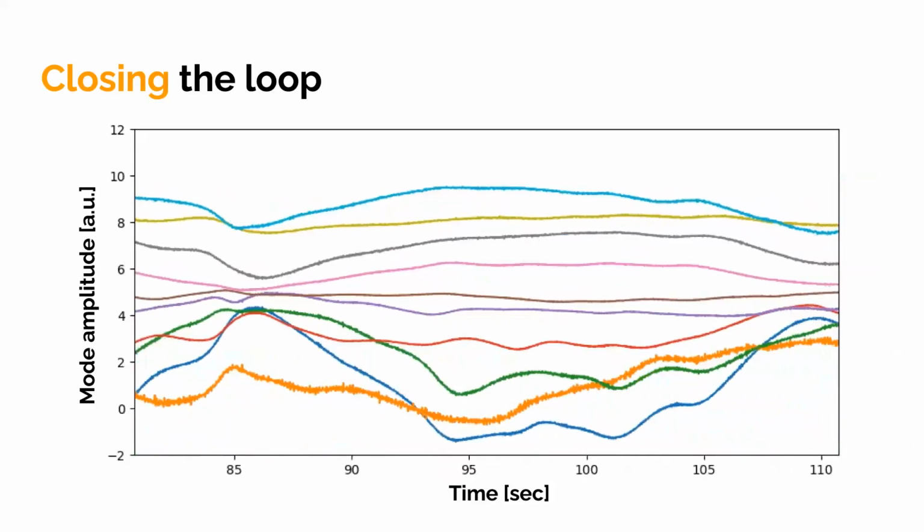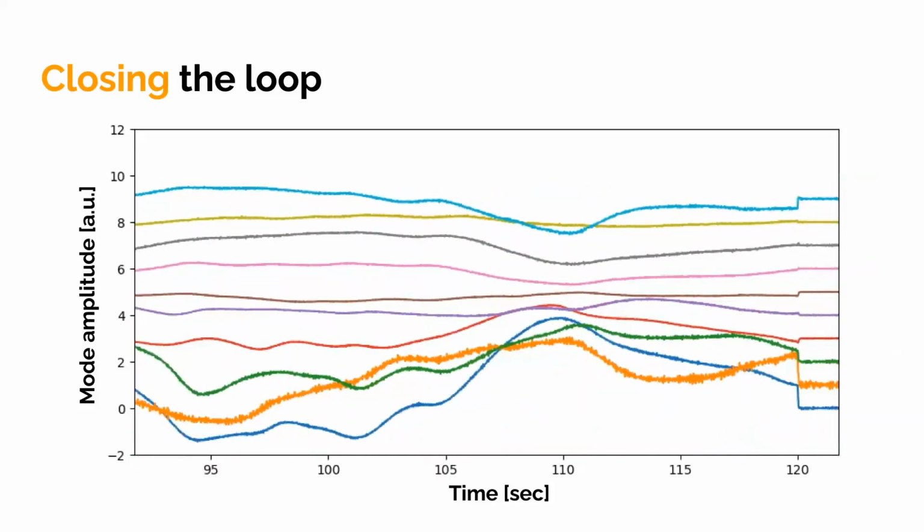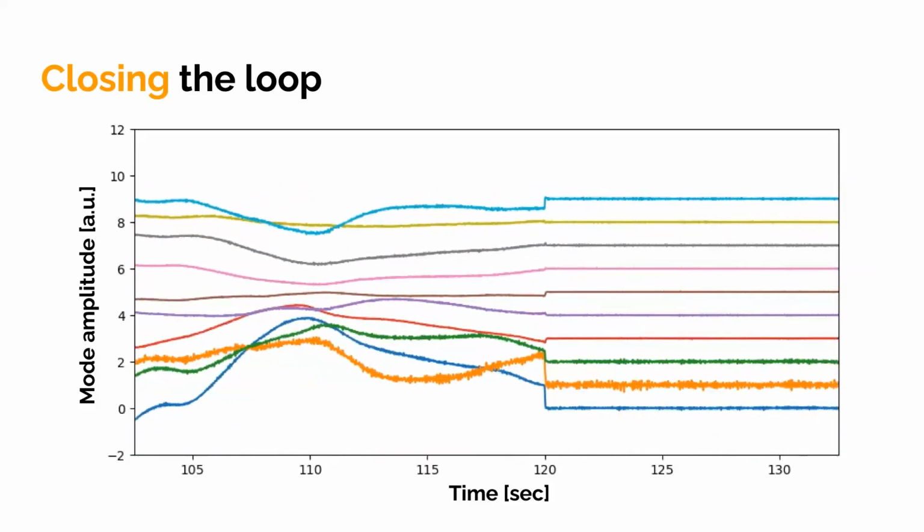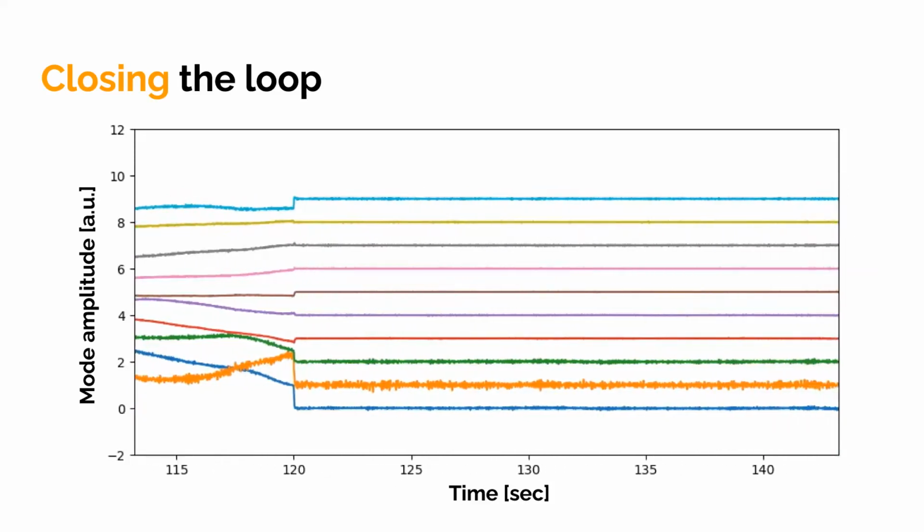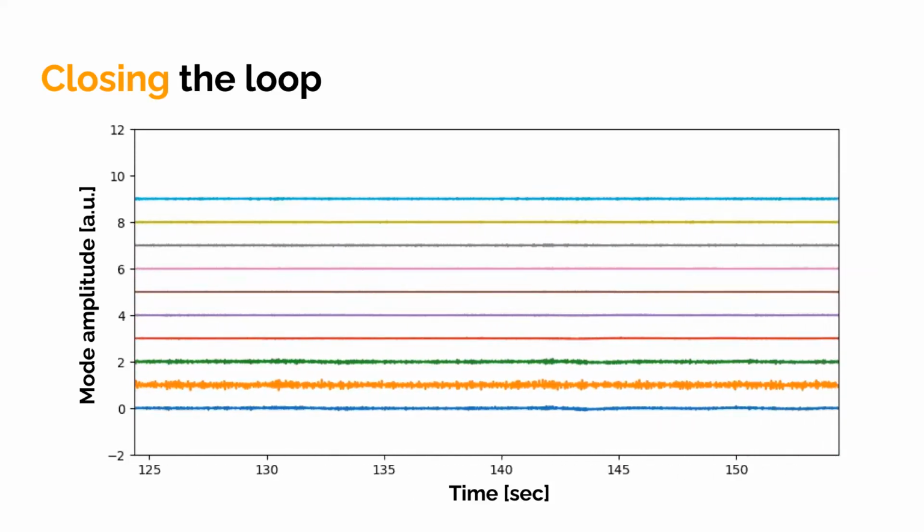So, closing the loop, we can track these aberrations. We can see the atmosphere moving, and at a certain point we can start the loop and start to stabilize all those modes. So when it comes around, we can see this again.